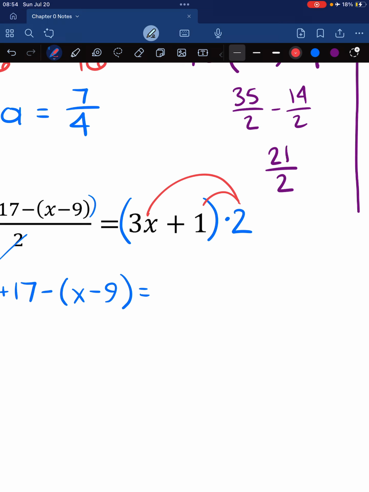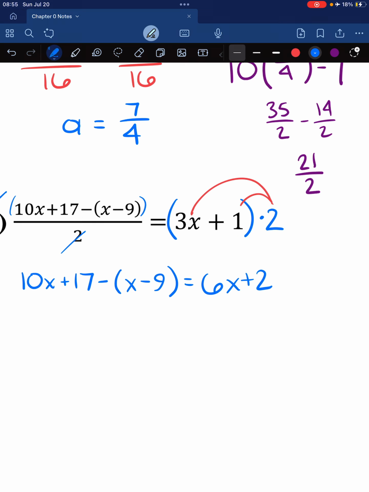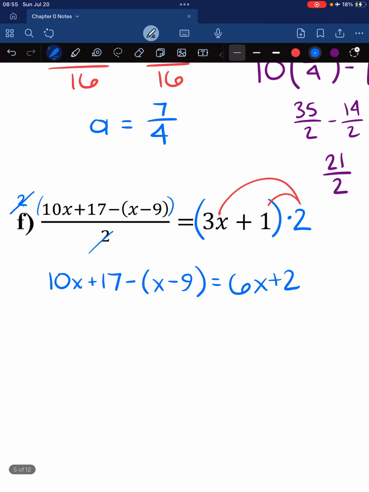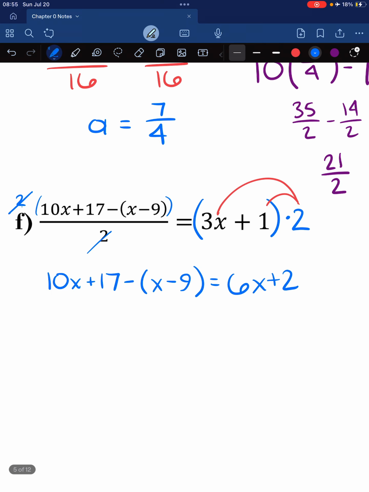Okay, I'm going to go ahead and distribute this 2. Let's zoom out so we can see the whole problem at once, Miss Saxton.